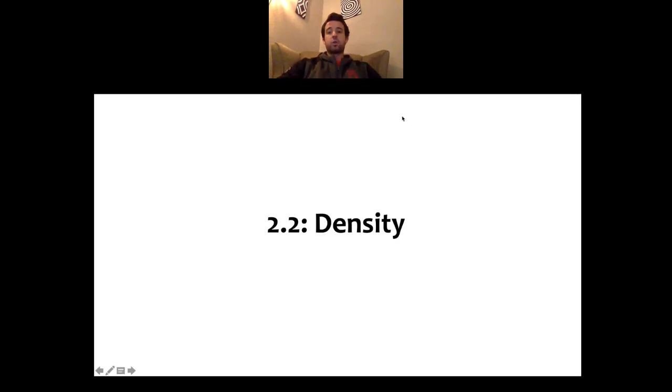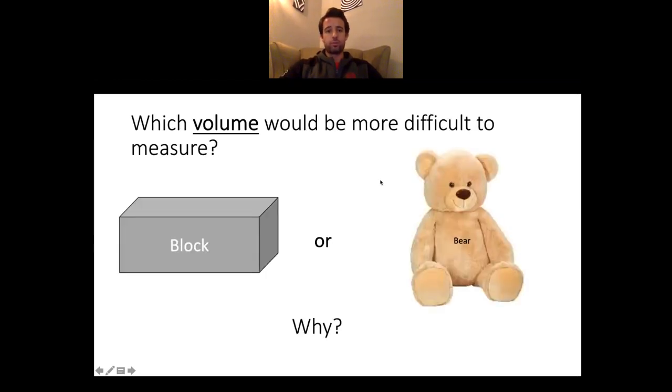Hey guys, today we're going to talk about something called density. Before we get into that, we're going to have to review two concepts from the first unit. Concept number one is, wait for it, volume.